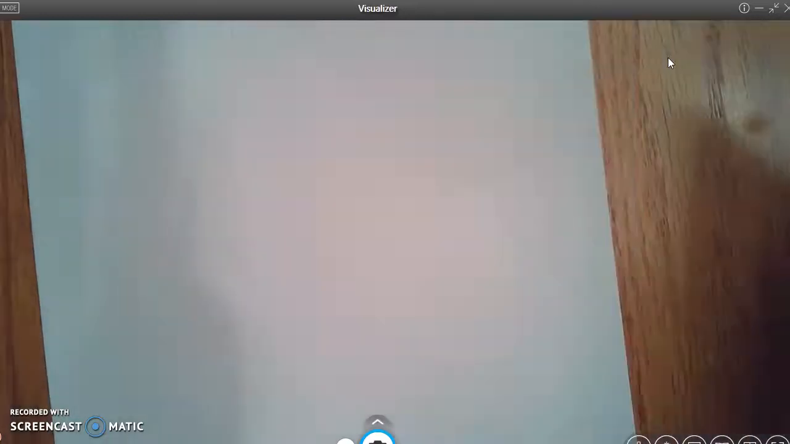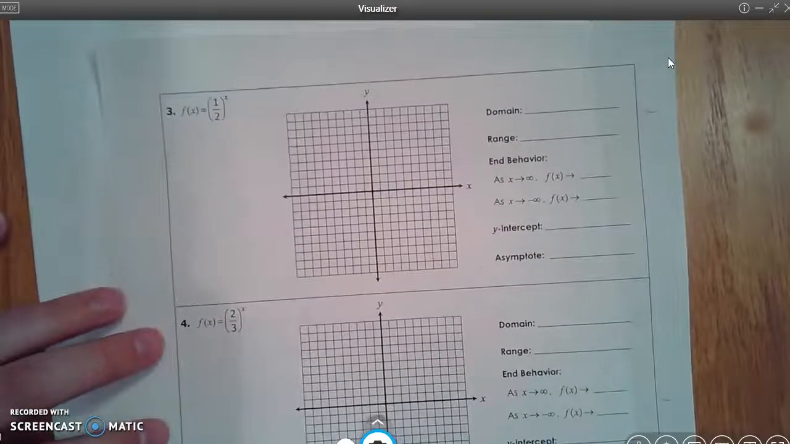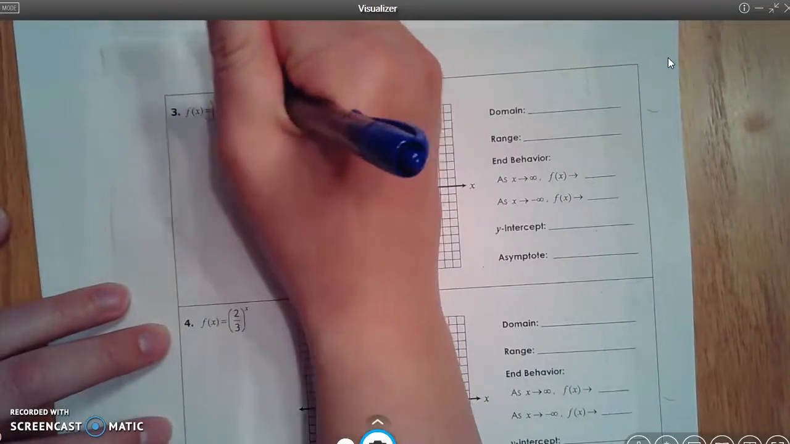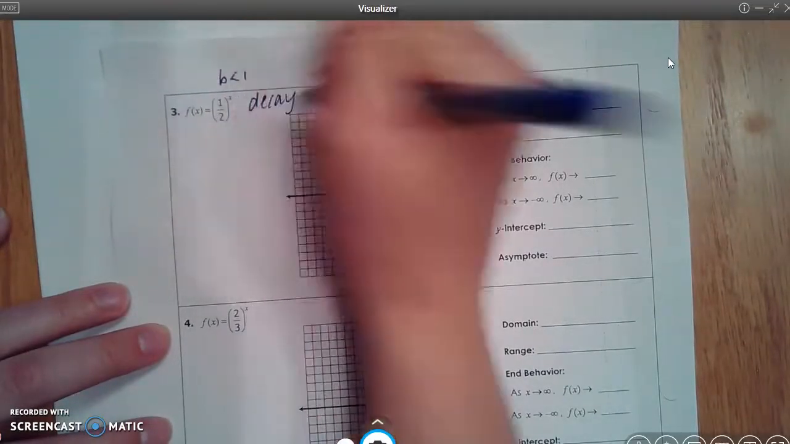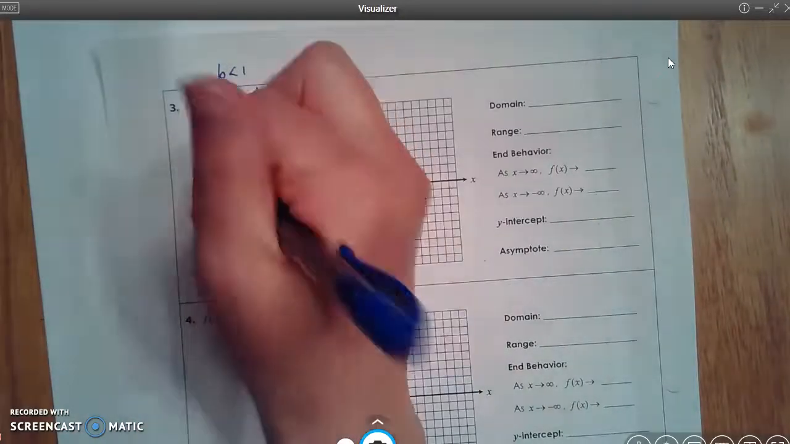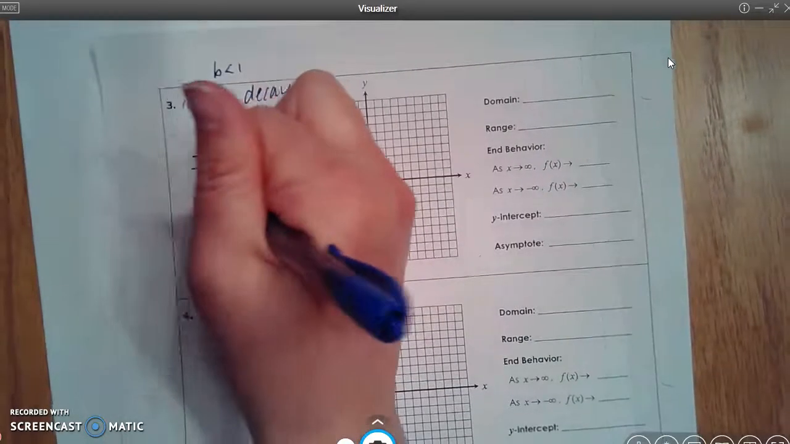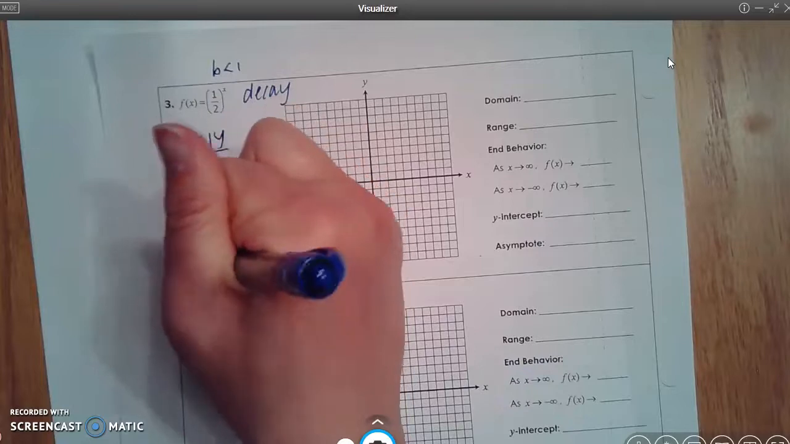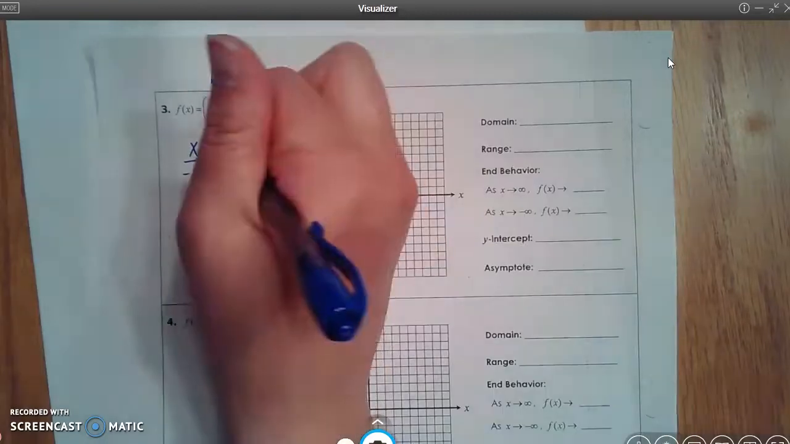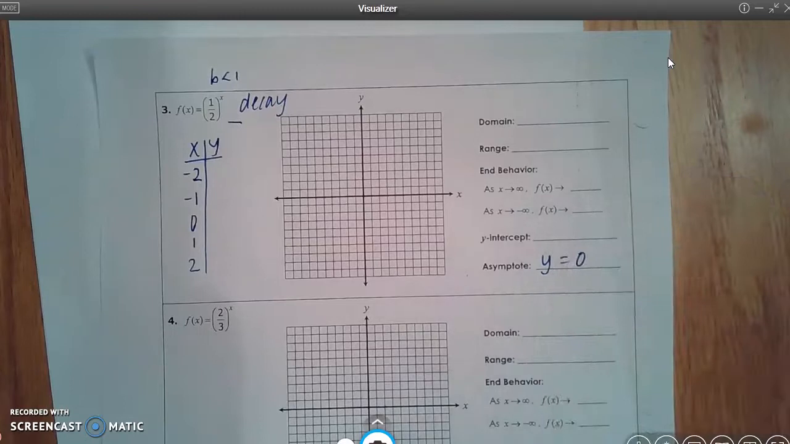Okay, let's flip the page. Let's do a couple others, make sure we got it. So if we look at number 3, your 1/2 is your b value. That b value is less than 1, so we have a decay. So it's going to be slightly different in terms of the way the graph looks, but finding everything is the same. We're going to start by writing down our XY chart. And I will once again be using -2, -1, 0, 1, 2. You find your asymptote the same way. There's nothing adding or subtracting outside of this function, so that means it's going to be at y equals 0.